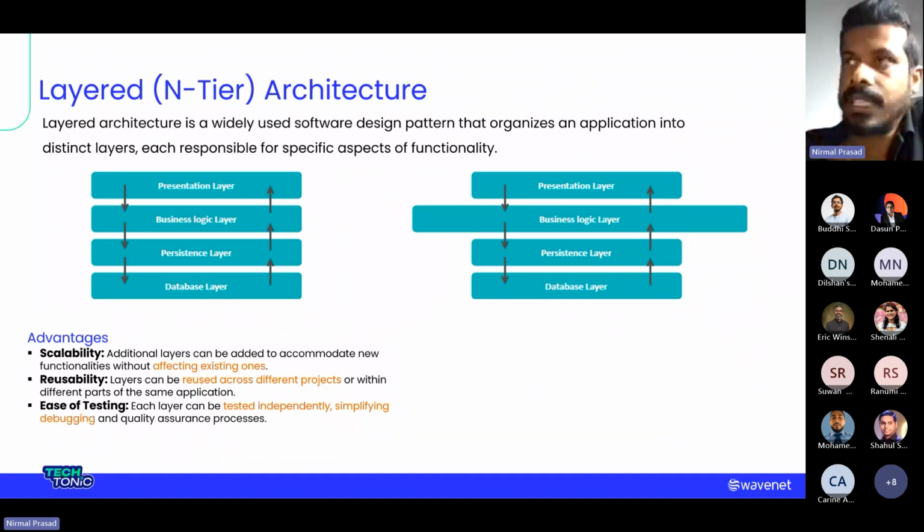And it's easy for testing. Maintainability is easy. If we make changes to one layer, such as the business logic layer, then we can run our QA round for that particular layer without touching other layers. So there are some advantages compared with the previous architecture.